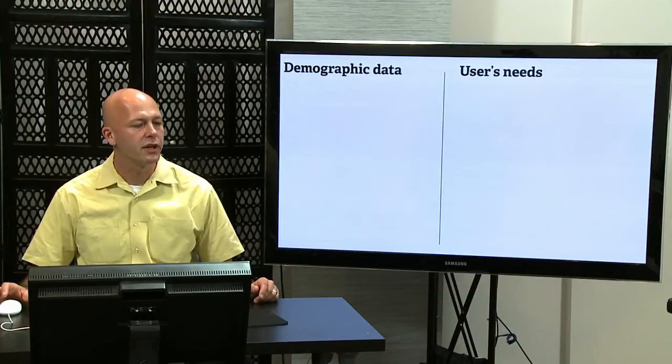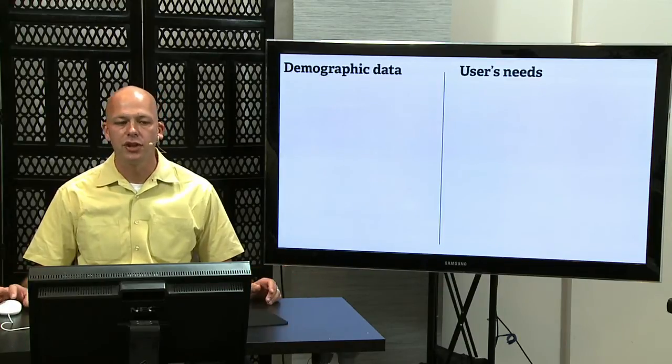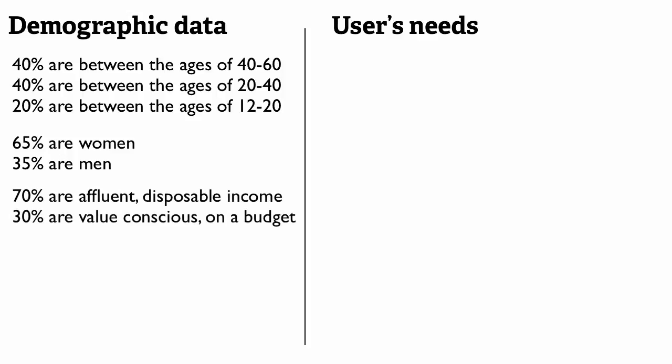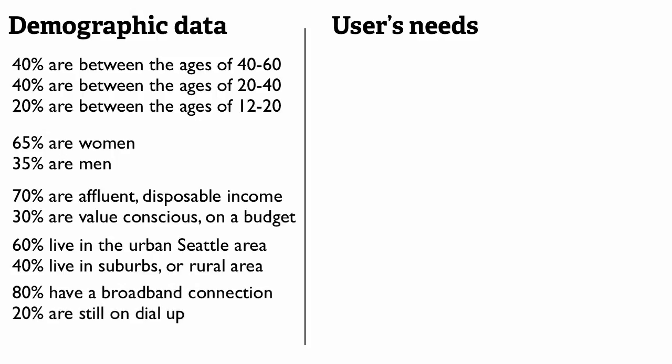So I've made up some demographic data for Cascade Ski School. I didn't actually have the real data, but I think it's reasonable and understandable. We're going to say 40% are between the ages of 40 and 60, 40% are between the ages of 20 and 40, and 20% of them are young. 65% of them are women and 35% of them are men. 70% are affluent because skiing is an expensive sport. 30% are probably more value conscious and perhaps they just want to buy the lessons for their kids, but they're on a budget. 60% live in the urban Seattle area. 40% live in the suburbs or a rural area. 80% have a broadband connection and 20% are still on dial-up.